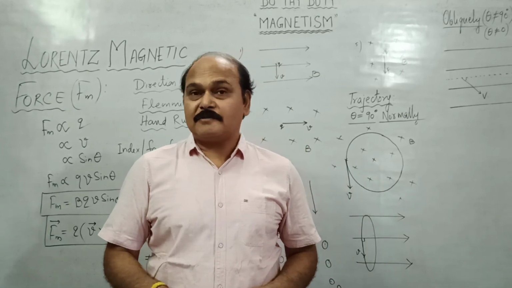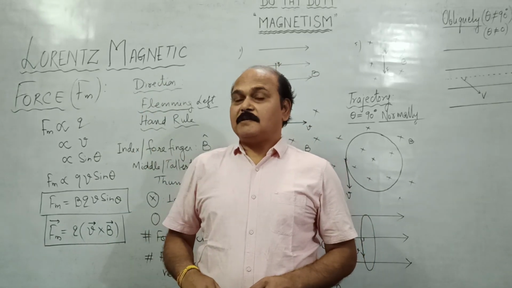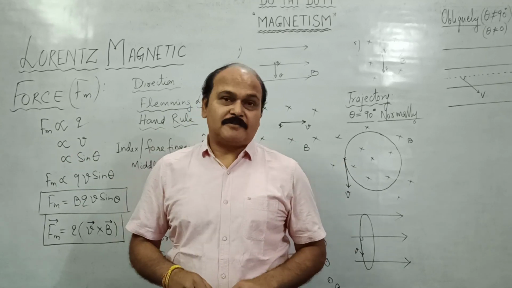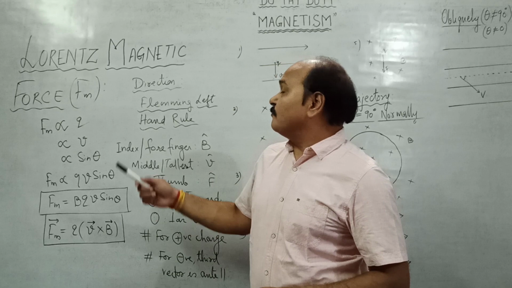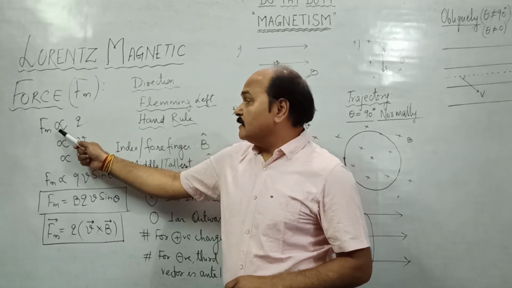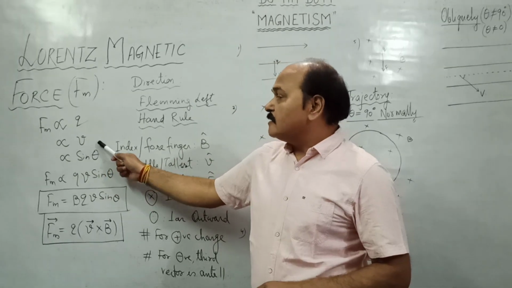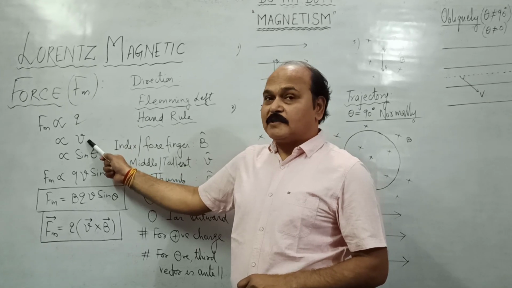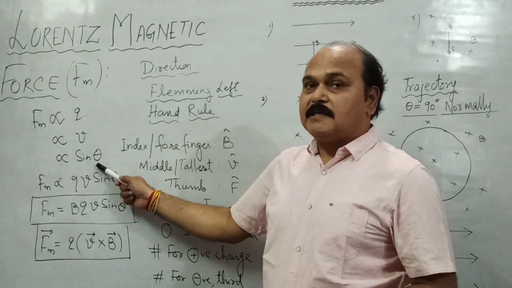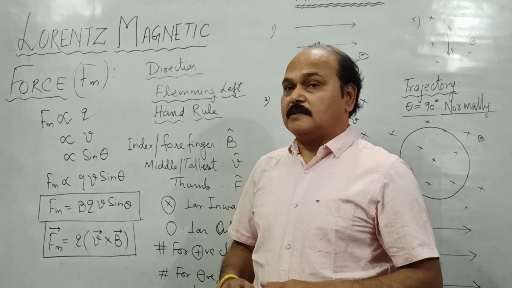Unlike Lorentz electric force, this force only acts over moving charges. If the charge is still in magnetic field, it would not experience any force. Well, the force acting over moving charge in magnetic field depends upon the value of charge directly. It depends upon the velocity v of the charge. It depends upon sine of angle theta, sine theta. Theta is angle between magnetic field and velocity vector.